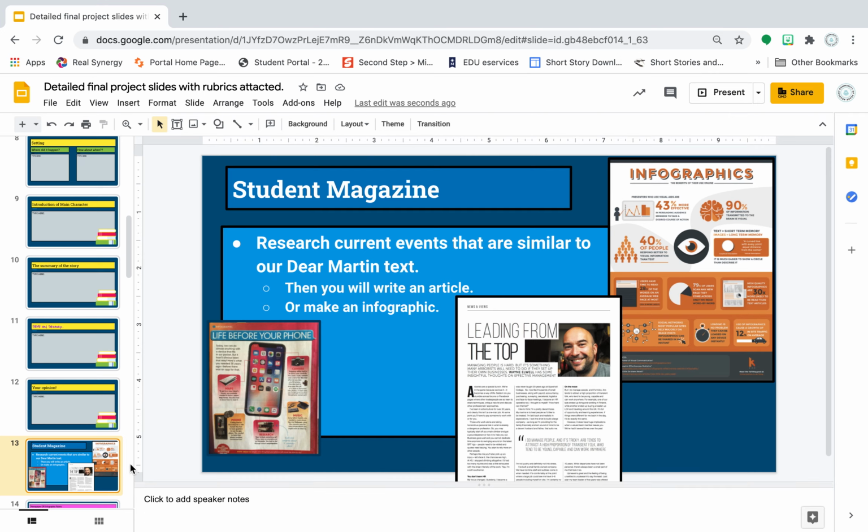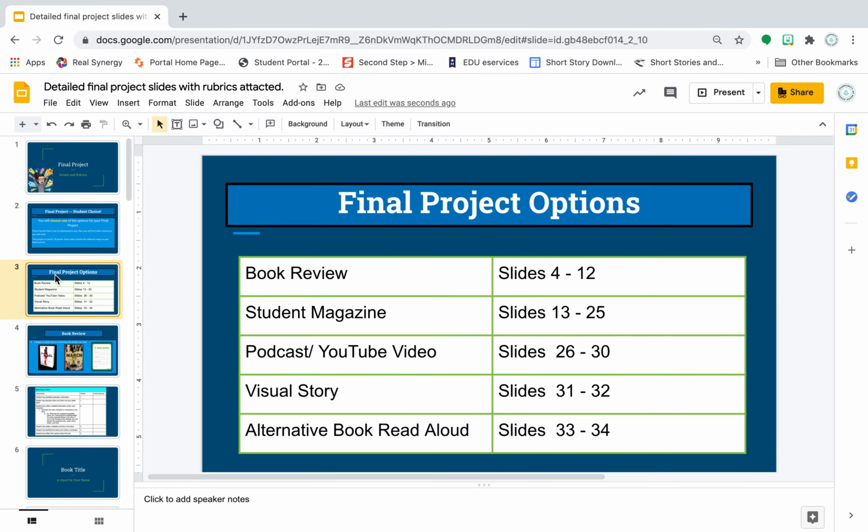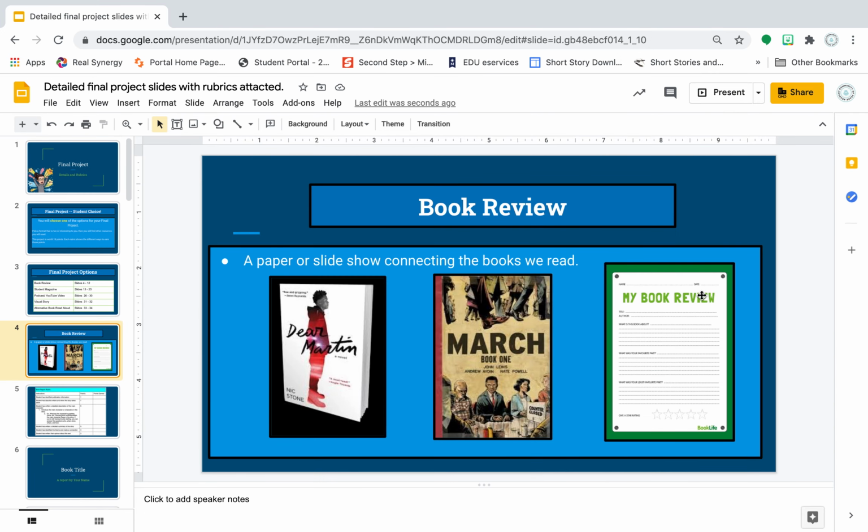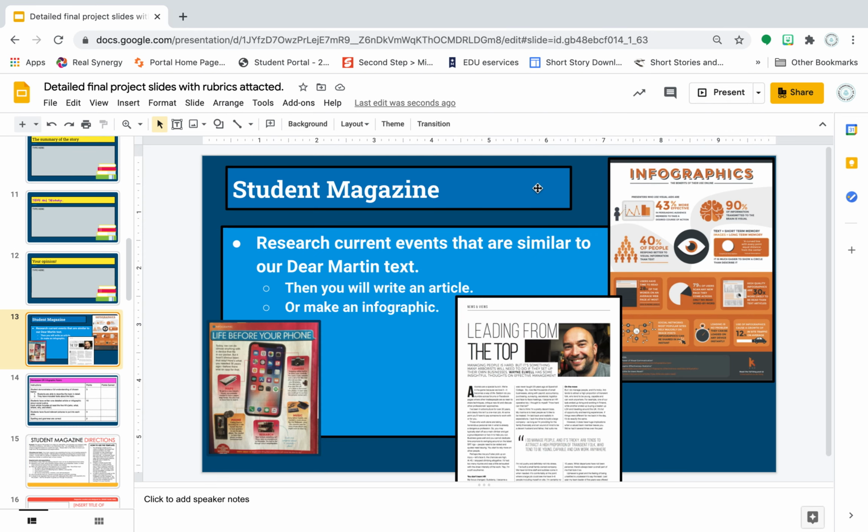Each of your options is going to have a blue page, and it says the actual project that you're going to choose from. So this next one, they have 3 different blues and usually some examples. This next one is your student magazine, and you're going to research a current event that is similar to Dear Martin, and then you're going to write an article based off that.